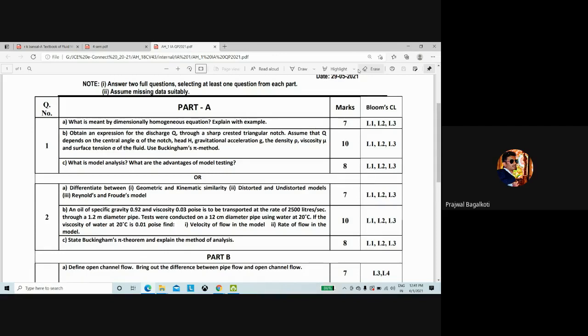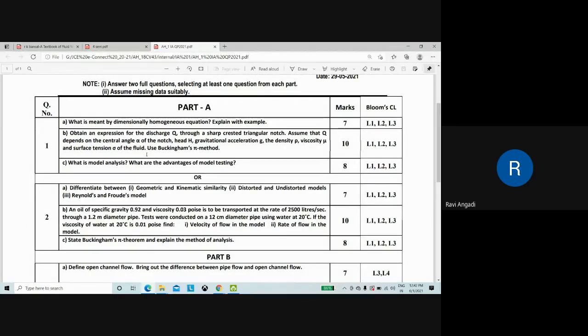Yes, sir. See, in the second question also many of you have not solved this question, and I told you to practice the problems. Even I have given it as an assignment question. Obtain an expression for the discharge Q through a sharp crested triangular notch. Assume that Q depends on the central angle alpha, which is an angle and a dimensionless term, the notch head H, gravitational acceleration g, density rho, viscosity mu, and surface tension.